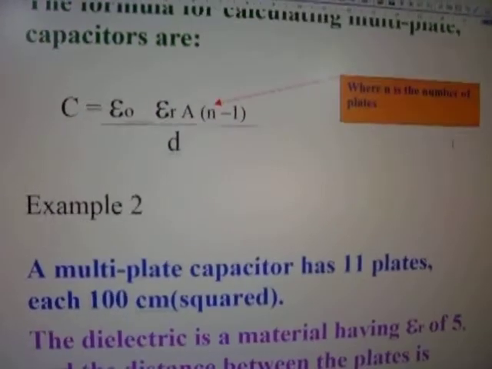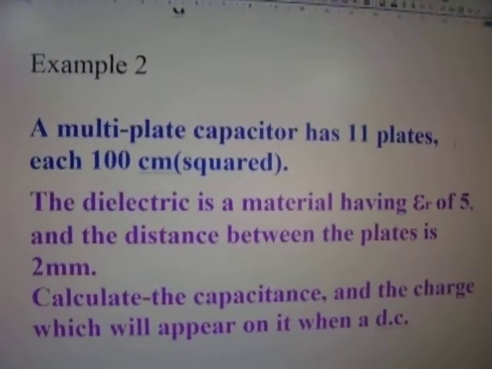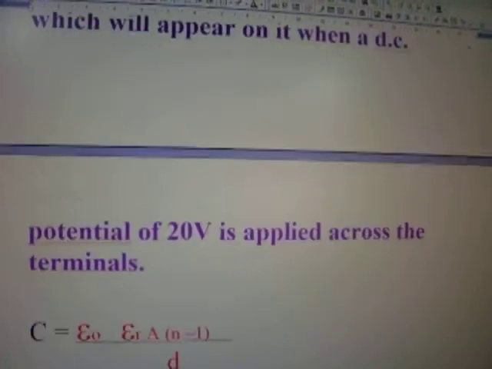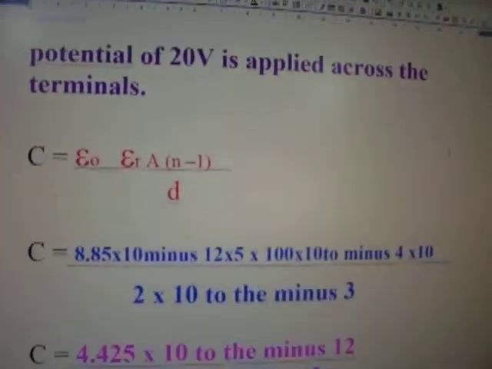And here we look at multiple capacitors. And again, the formula for that is somewhat different. Remember the formula, write it out, make it your own. Do the calculations that I have done.